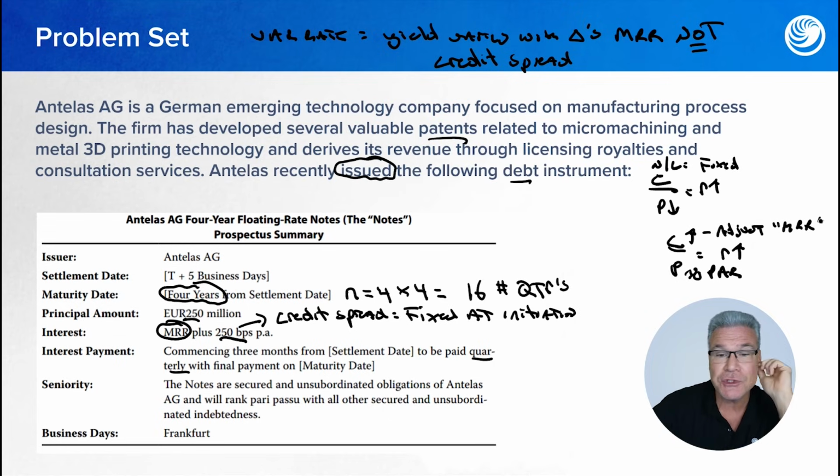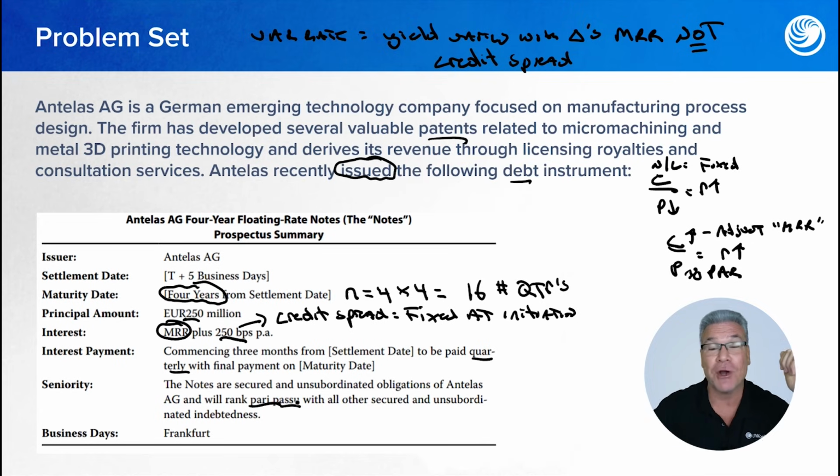All right, the notes are secured and unsubordinated. Now, when you're subordinated debt, you've got to wait for senior debt to get paid before you. That increases your risk, and that should increase your required rate of return, but it's unsubordinated. Now, it's secured by what? Obligation of AG and will rank pari passu.